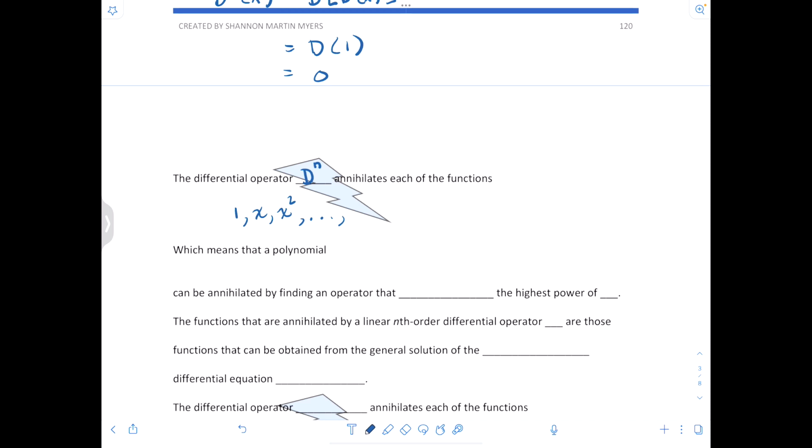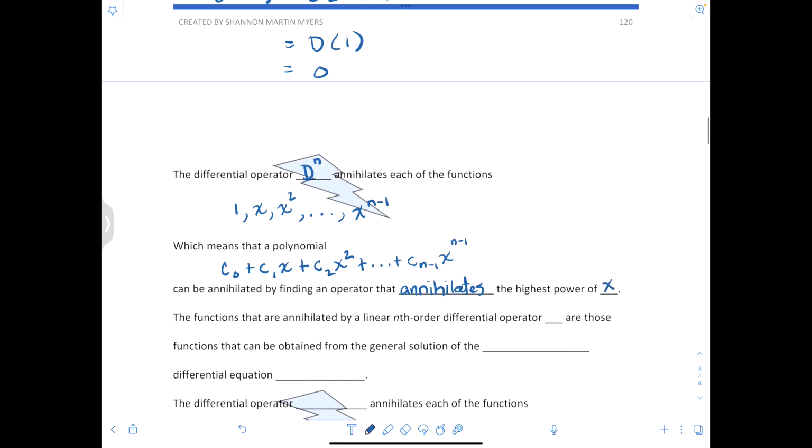Okay, so the differential operator d to the n power annihilates each of the functions 1, x, x squared, all the way down to x to the n minus 1, which means that a polynomial c0 plus c1 times x plus c2 times x squared plus dot dot dot plus c sub n minus 1 times x to the n minus 1 can be annihilated by finding an operator that annihilates the highest power of x.